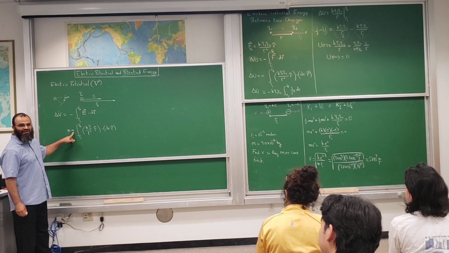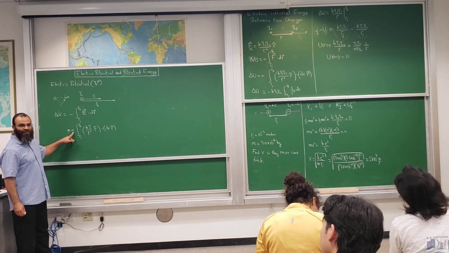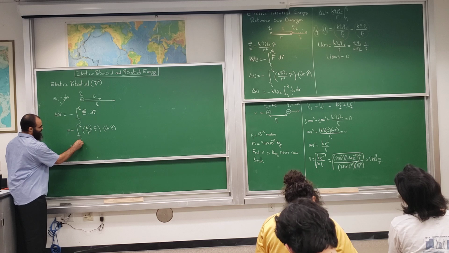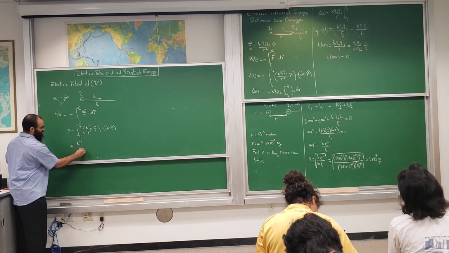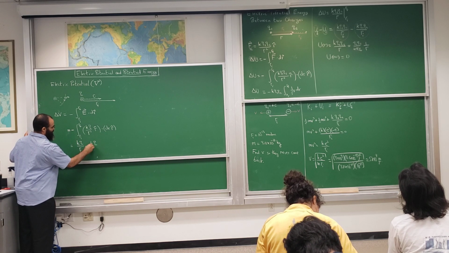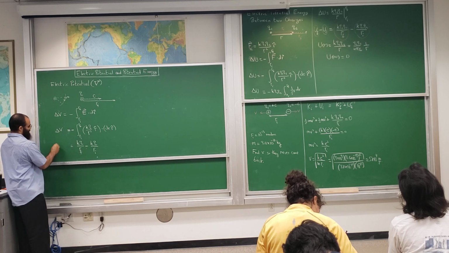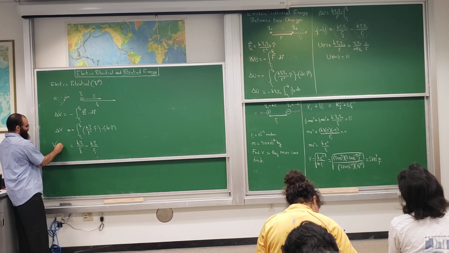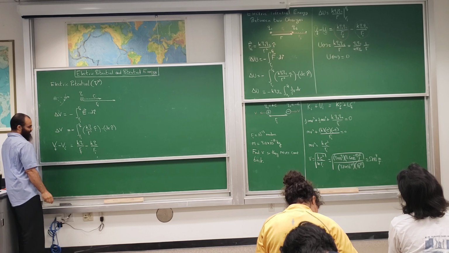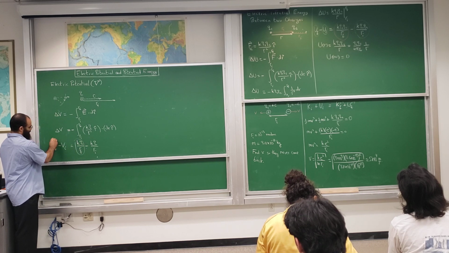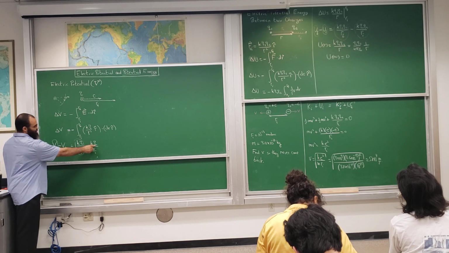Negative 1 over r, with this minus sign, becomes just 1 over r. So the overall integral just becomes kq over r final minus kq over r initial. That's the change in potential. Let me write it this way: V final minus V initial. So this is the potential, V final, and that's V initial.